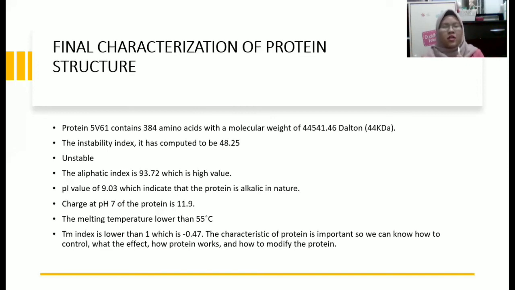Melting temperature prediction of the 5V61 protein from the Tm predictor tool is lower than 55 degrees Celsius because the Tm index is lower than 1, at negative 0.46. The characteristics of the protein are important, so we can know how to control it, what the effect is, how the protein works, and how to modify the index.